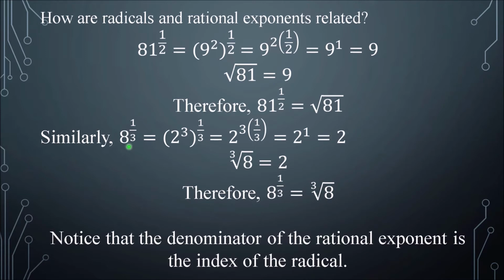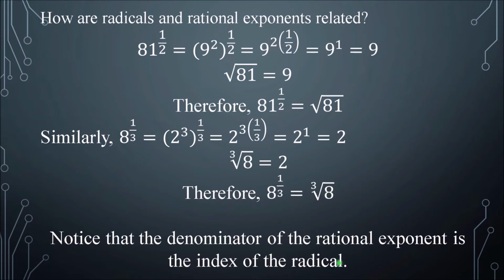Next, 8 raised to 1/3 is equal to 2 cubed raised to 1/3, which is equal to 2 raised to 3 times 1/3. Again, 3 times 1/3 is equal to 1. So 2 raised to 1 is equal to 2. So 8 raised to 1/3 is equal to 2. Cube root of 8 is equal to 2, because 2 times 2 times 2 is 8. Therefore, 8 raised to 1/3 is equal to cube root of 8.